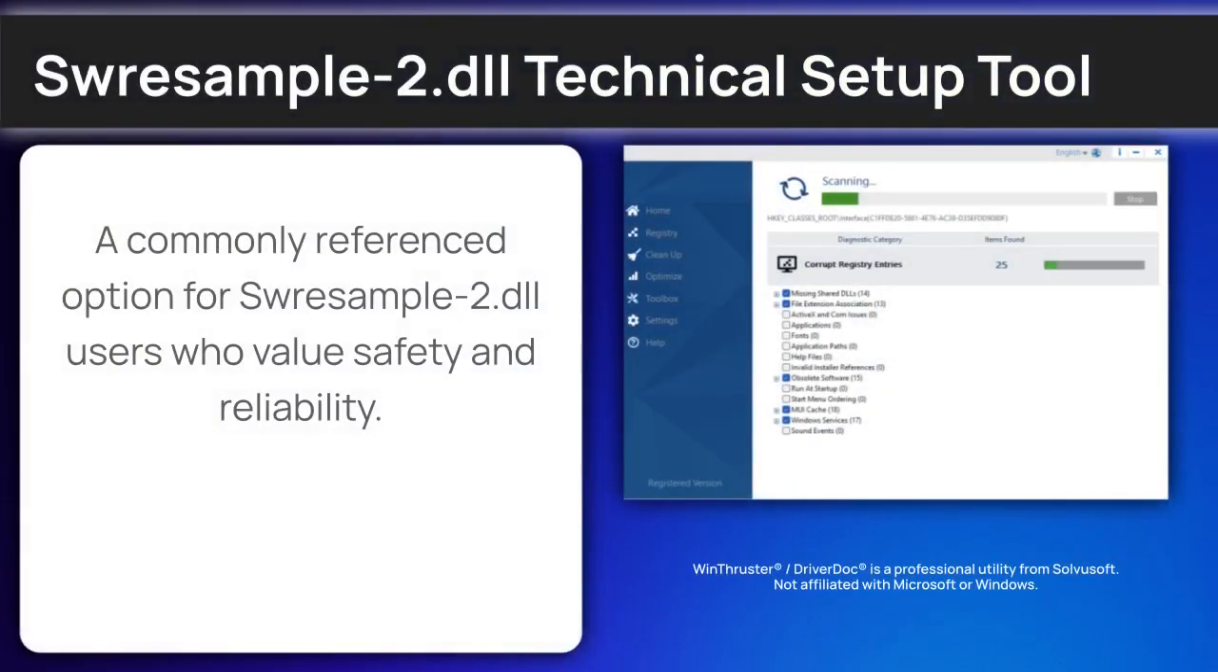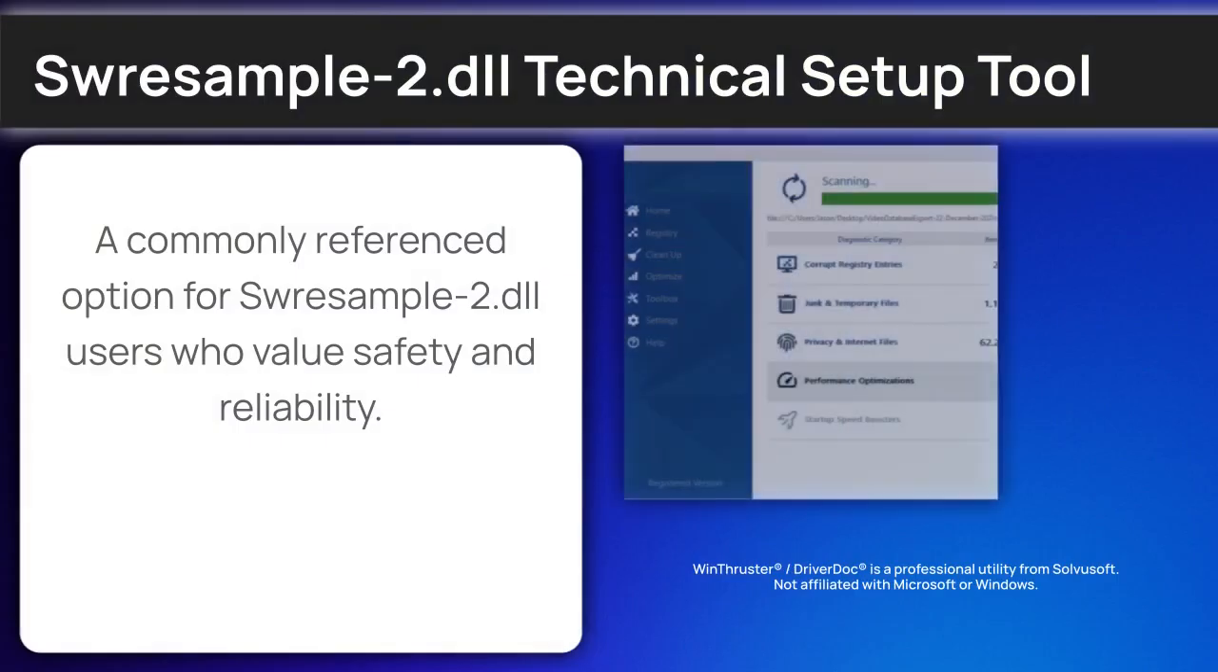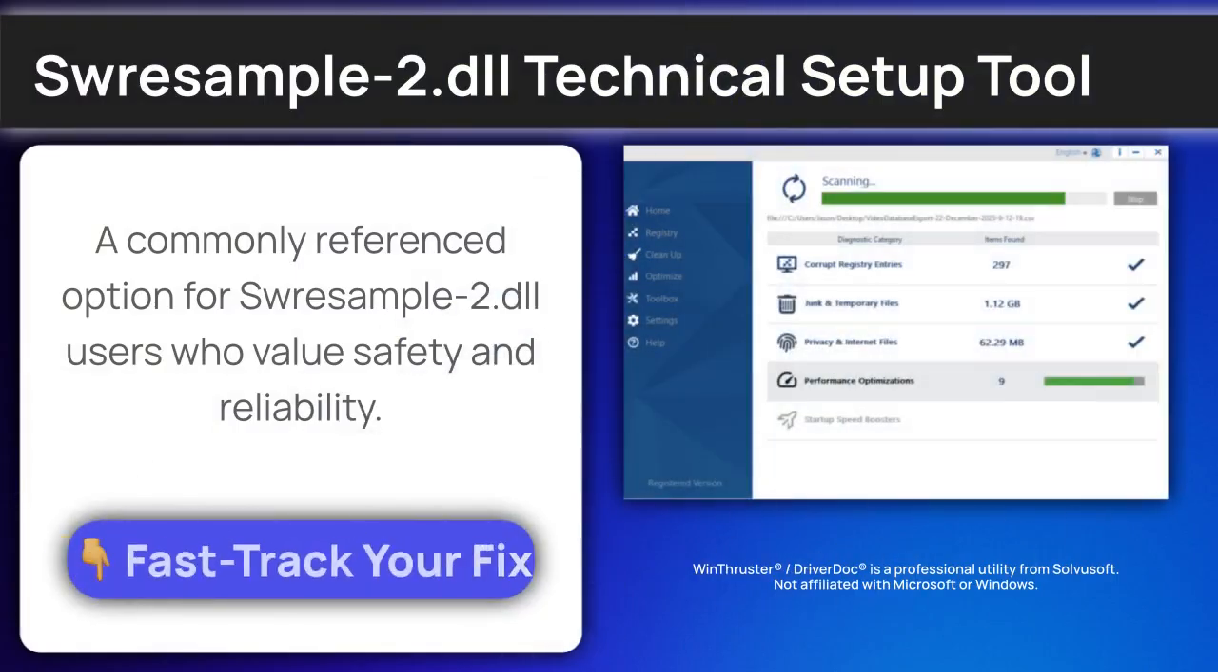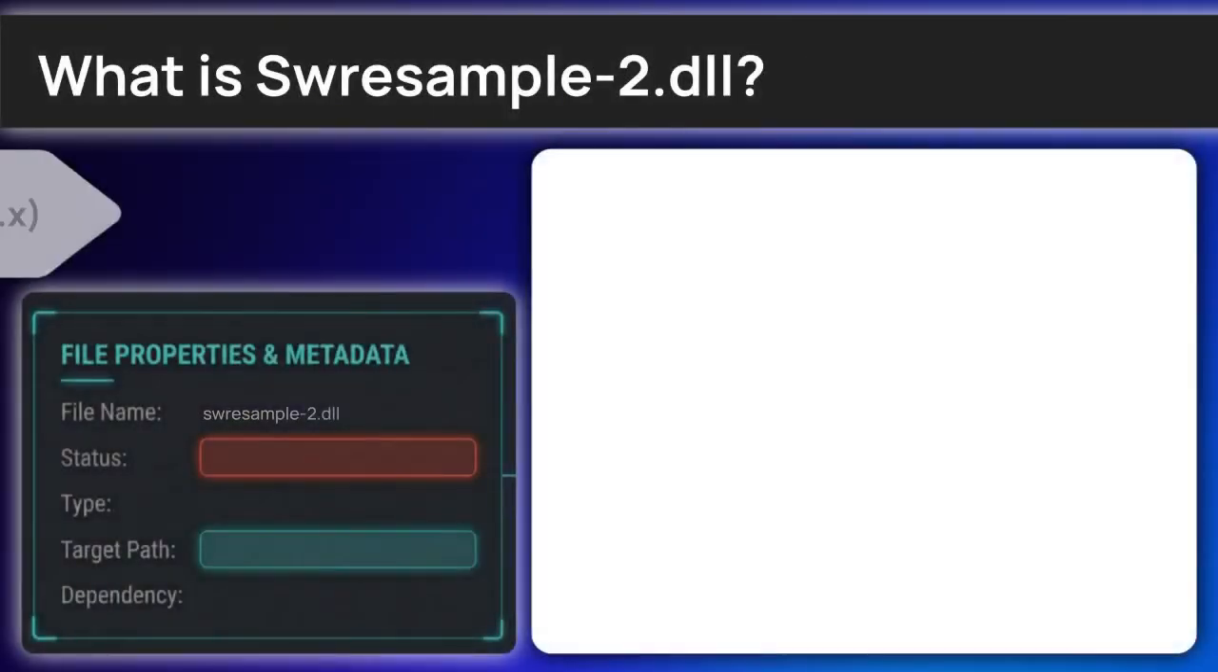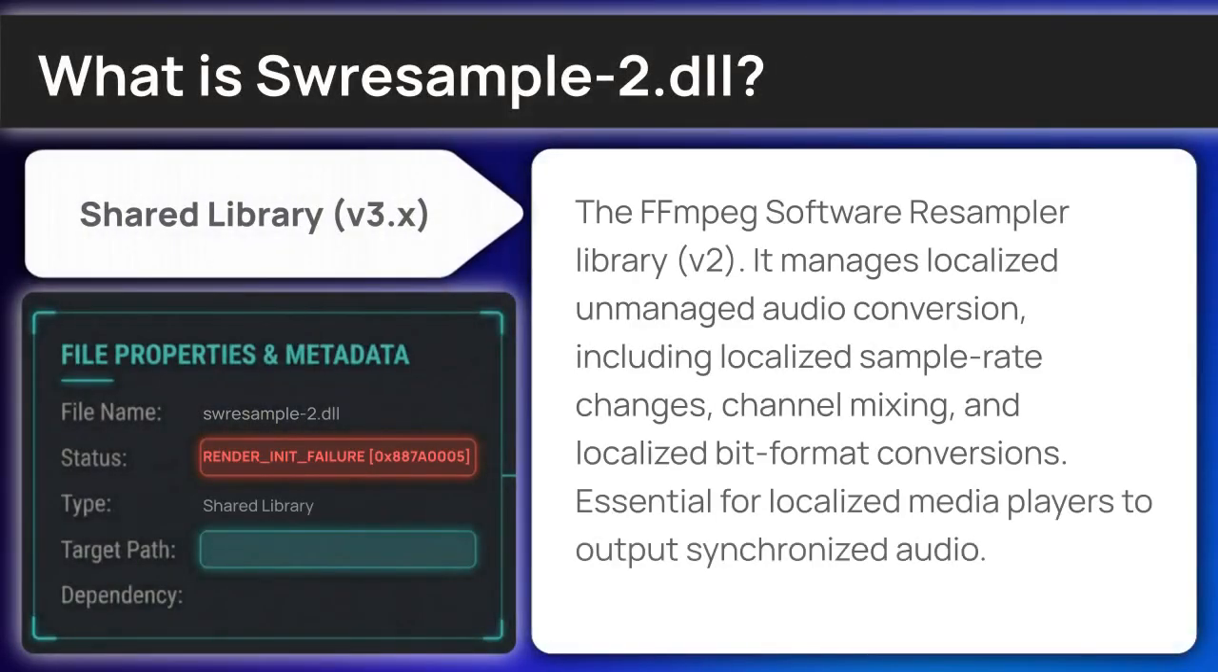As we prepare to resolve swresample-2 library, consider using the diagnostic path below to ensure a stable environment for your libraries. This is the swresample-2 library, the FFmpeg Software Resampler library, v2. It manages localized unmanaged audio conversion, including localized sample rate changes, channel mixing, and localized bit format conversions. Essential for localized media players to output synchronized audio.